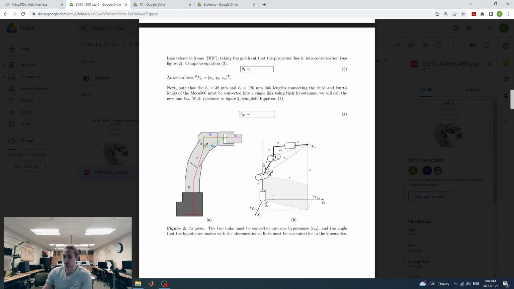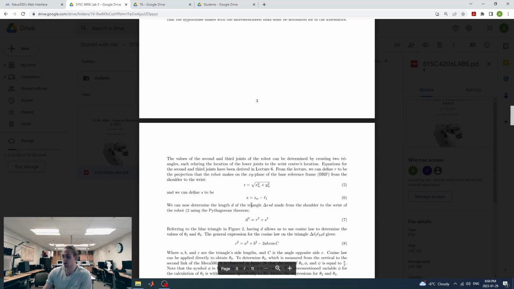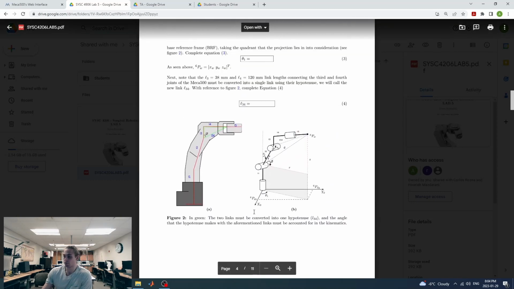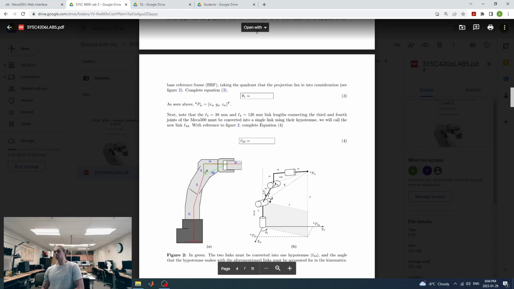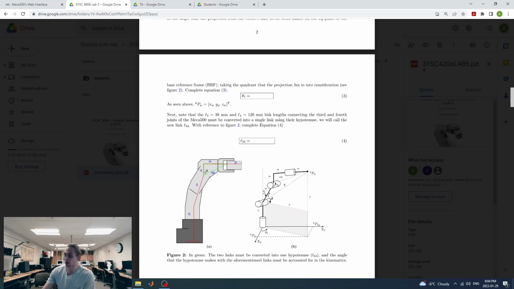So we can again use the distance formula for that. Yeah, so between these two triangles, there's a lot of information that we can gather. We can use cosine law to determine the inside angles of the blue triangle, and we can just use SOHCAHTOA for the red triangle. And we know that theta 2 is the angle made from the vertical here, from the second link of the robot.